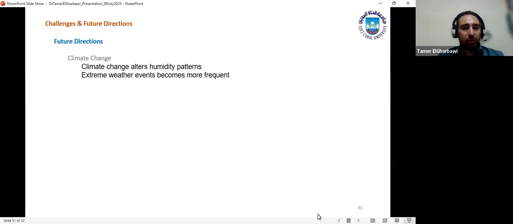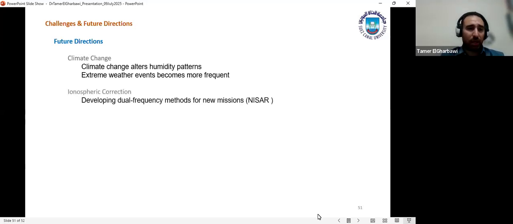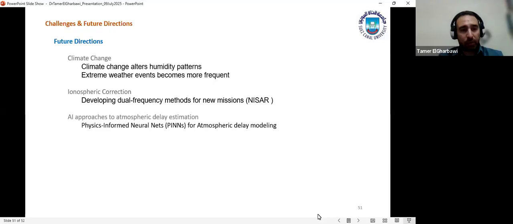For the future direction, right now we have rapid climate change. This has actually altered the humidity pattern. And we have extreme weather events that now become very frequent, like typhoons and cyclones. For the atmospheric delay correction, we need research to support the new missions like NISAR or ALOS-PALSAR.